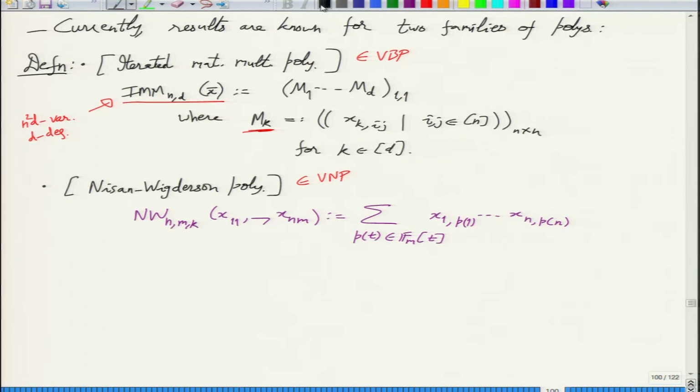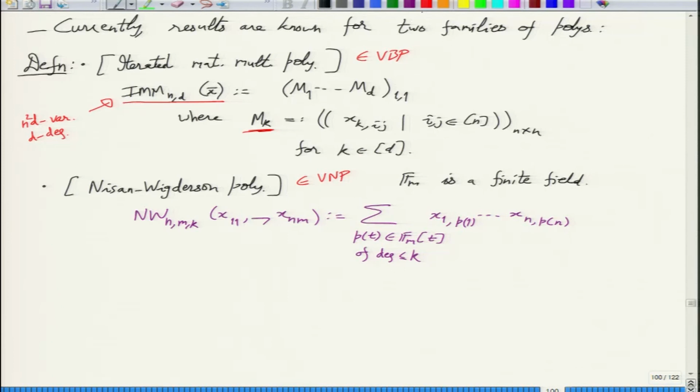And what is Fm? Fm is a finite field of size m. So p is of degree k. Once you restrict the degree of p, since you are over a finite field, there are finitely many polynomials. Use all of them and sum up these permanent kind of monomials. So that is the Nisan-Wigderson function.